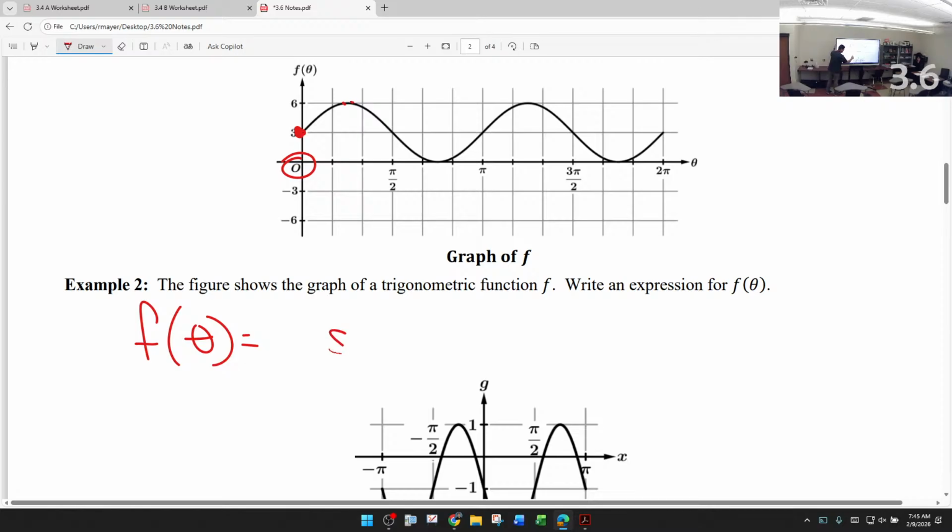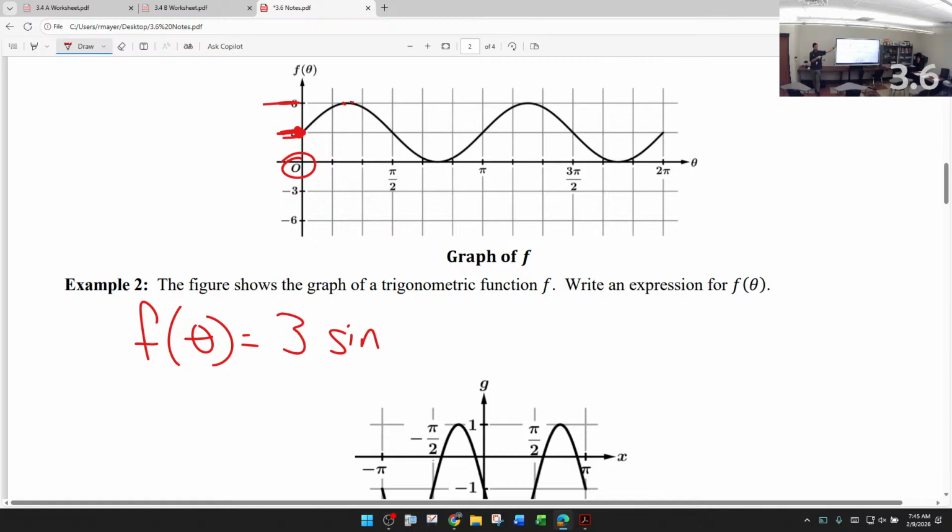So I'm going to use sine. And because I start at the midline and go up, that's good. That means I'm not flipped over anything. I'm not doing anything opposite of what I should be doing. So we're going to have a positive a value. And let's see, that's 3, and this is 6. And so from 3 to 6 is 3. That's the amplitude. And again, the reason why it's not negative is because I'm going up. If I started going down, then that would be negative 3.